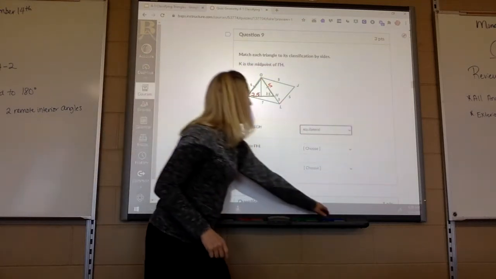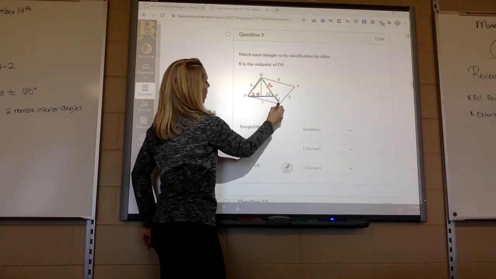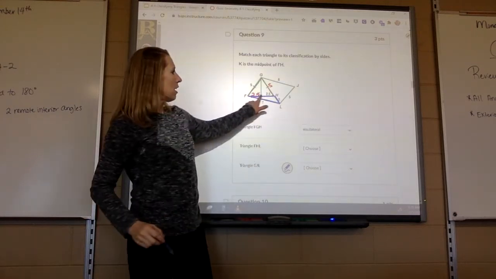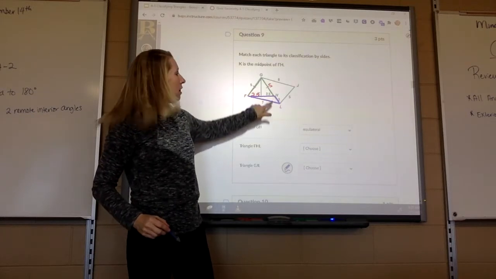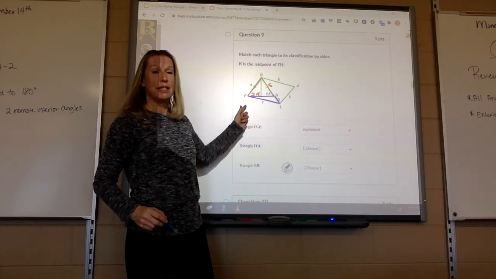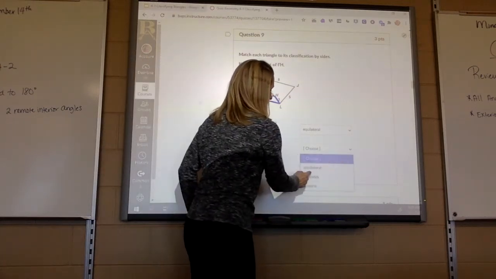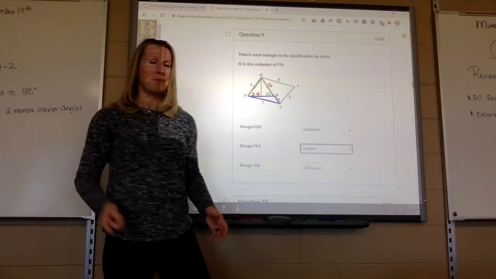Let's look at FHL. So this would have a length of 5, this has a length of 3, and that has a length of 7. So since they're all different, that would be scalene.